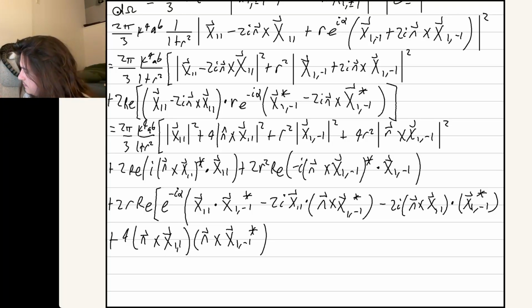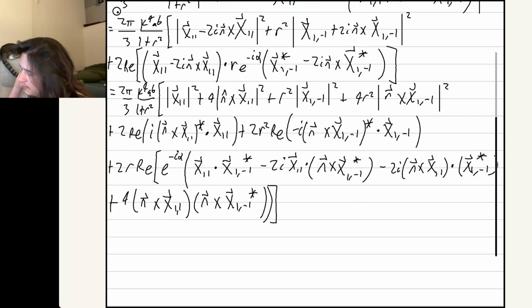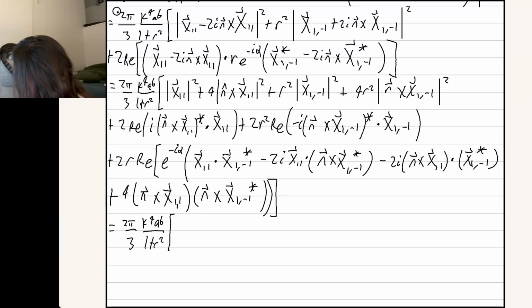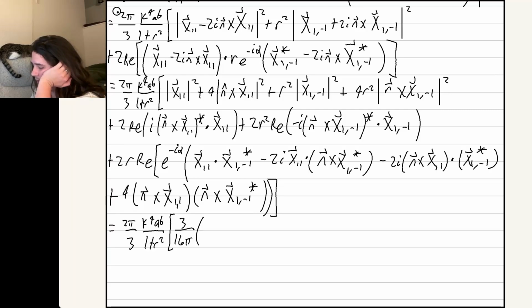Okay. And then I can close this up, and this up. Cool. Got a lot of stuff. Got a lot of terms. Gotta keep chugging along. Plus r squared. So all of these square moduli I'm about to do on this top row, Jackson already did, so I'm just going to use his results. All of them went like 3 over 16 pi times 1 plus cosine squared theta.